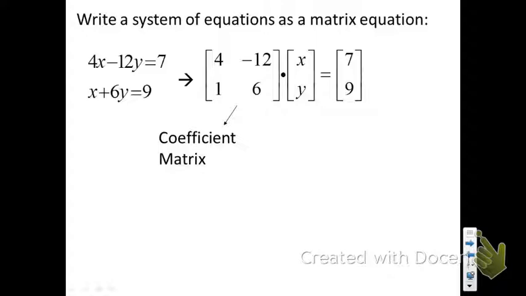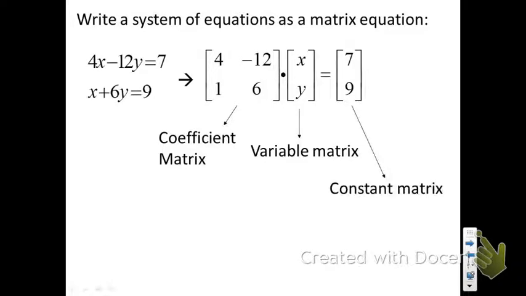So the first thing you're going to want to look at is we need to be able to write a system of equations as a matrix equation. To take a system, which is this, to write it as a matrix equation, we first take all of the coefficients from the variables, and notice that that sign will follow with the 12, and we create what's known as the coefficient matrix. The next matrix is what's known as the variable matrix, and then the last matrix is known as the constant matrix.